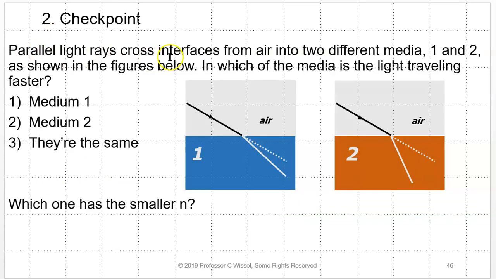Okay, parallel light rays cross interfaces from air into 2 different media, 1 and 2, shown in the figures below. In which of the media outside of the air is the light traveling faster? It's going to be traveling faster in the one that is most bent away from the normal.